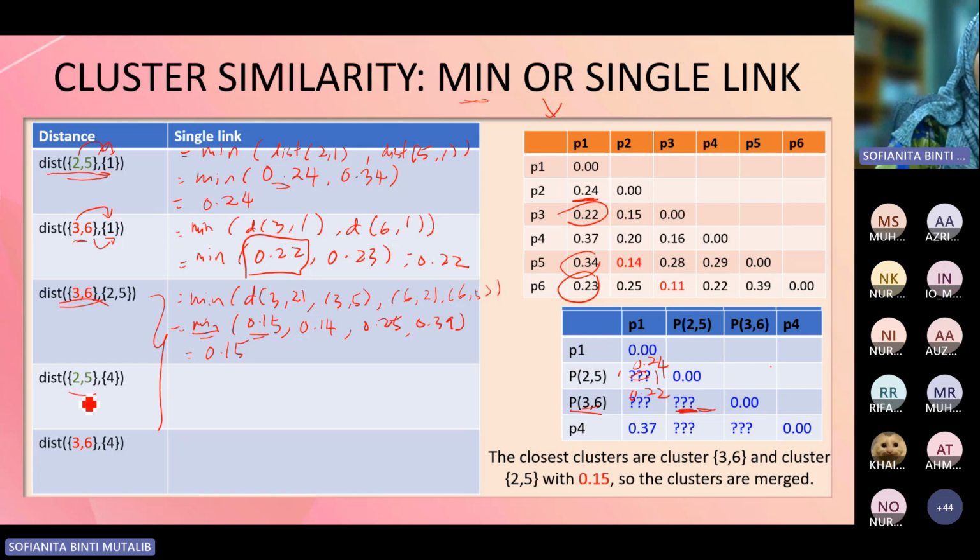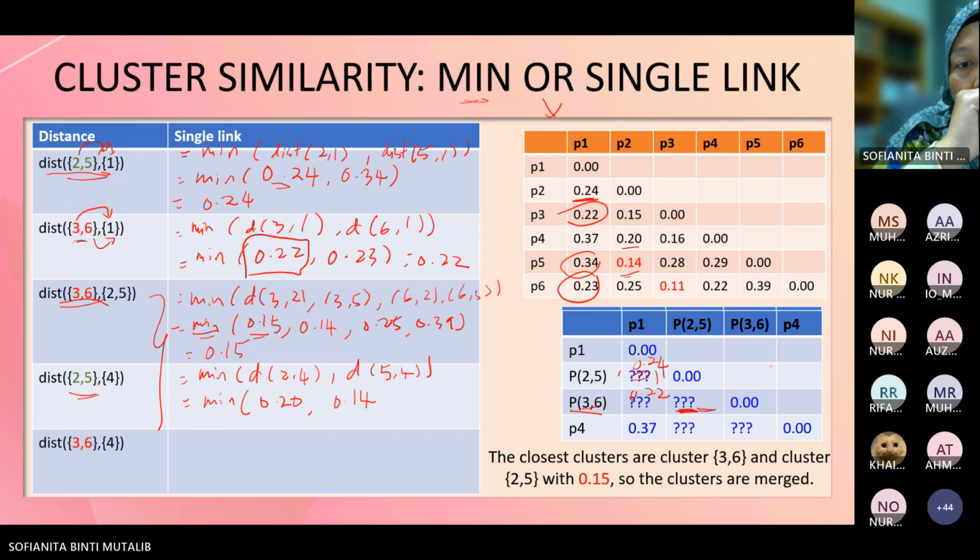Okay, how about this? Minimum of distance to 4 and distance of 5, 4. Okay. Then we will get the minimum of 0.20 and also 0.14. Okay, so 0.14.